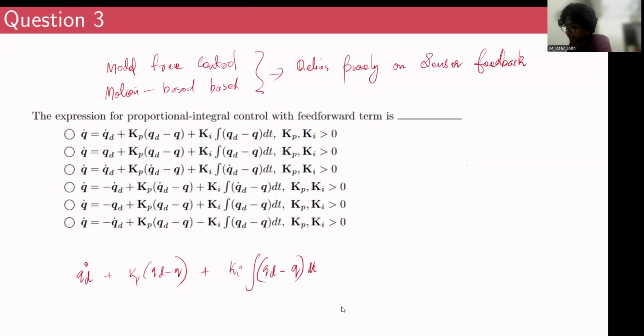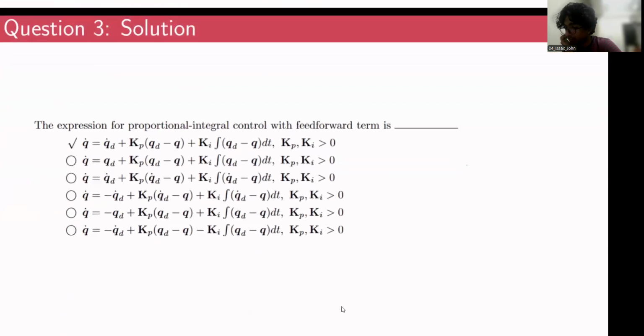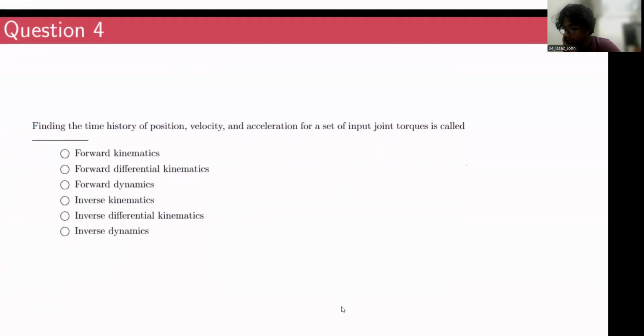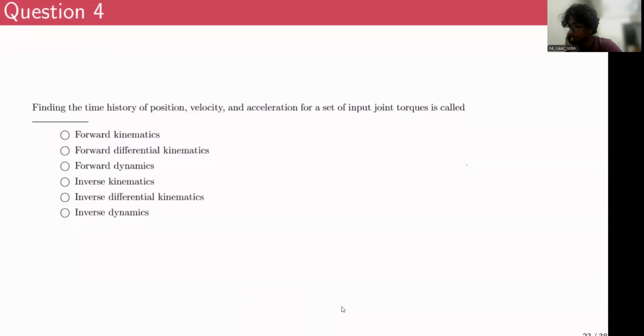So here, in case of question 3, the answer is still option A. Right? Proportional controller, you have a proportional gain multiplied with the error itself and integral gain multiplied by the integral of the error, where error is nothing but the difference between the desired and the actual positions. So here as well, the correct option is option A for question 3. And now we move on to question 4.